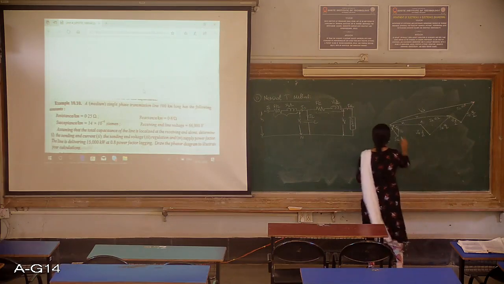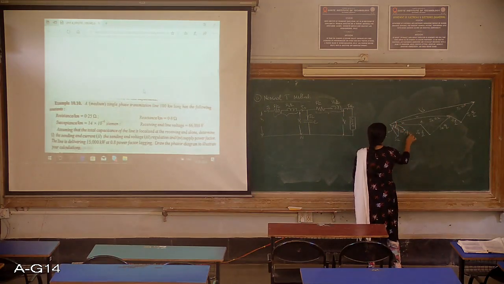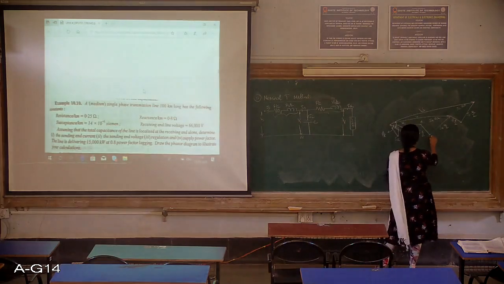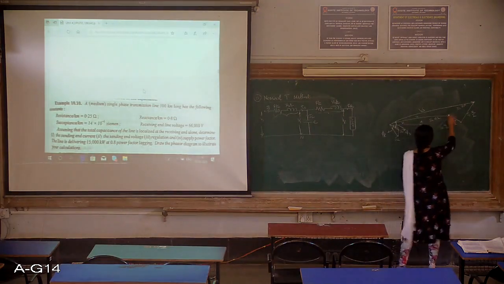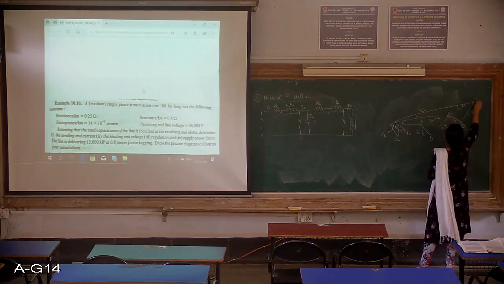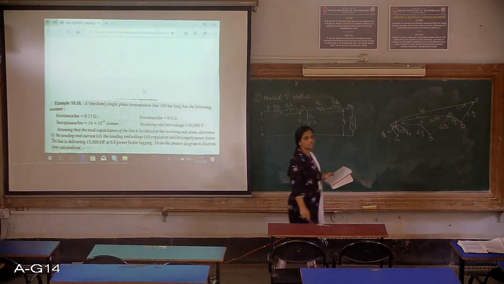Okay, and the angle between your Vs and Is is nothing but phi s. Clear? Okay, so I give the names here. Let me stick to what I have written in your notes so that it will be easy to follow. So this is C, D and E. Hope the phasor diagram is clear to you.